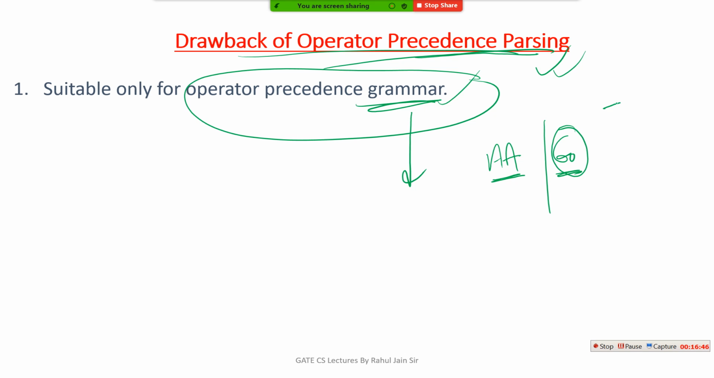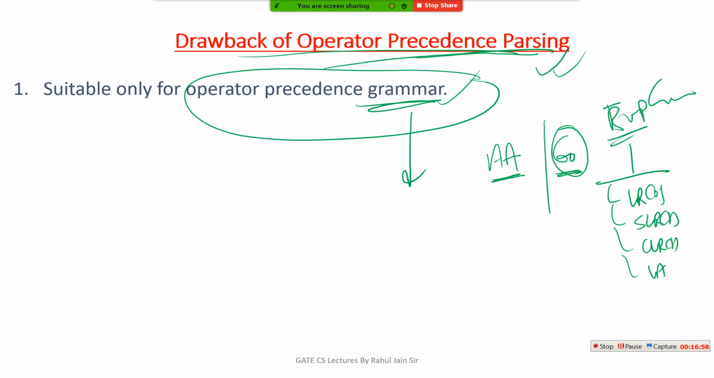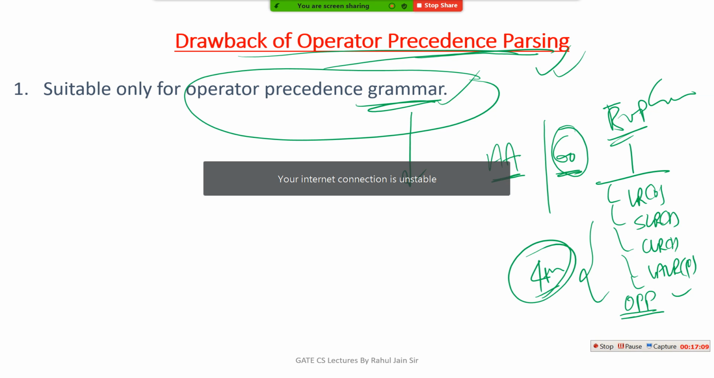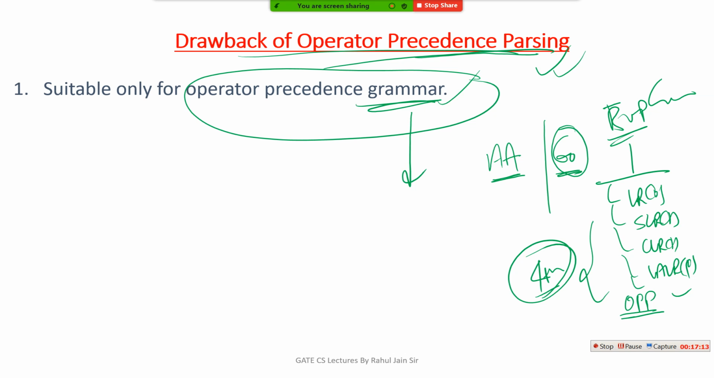So we have completed bottom up parsing. From the GATE perspective, in bottom up parsing we have discussed LR0 parsing, then SLR1 parsing, then CLR1 parsing, then LALR1 parsing, and then we have done operator precedence parsing, right? So up to now you can assure 4+ marks in your GATE exam, guys. Up to now you can at least secure 4+ marks, right?